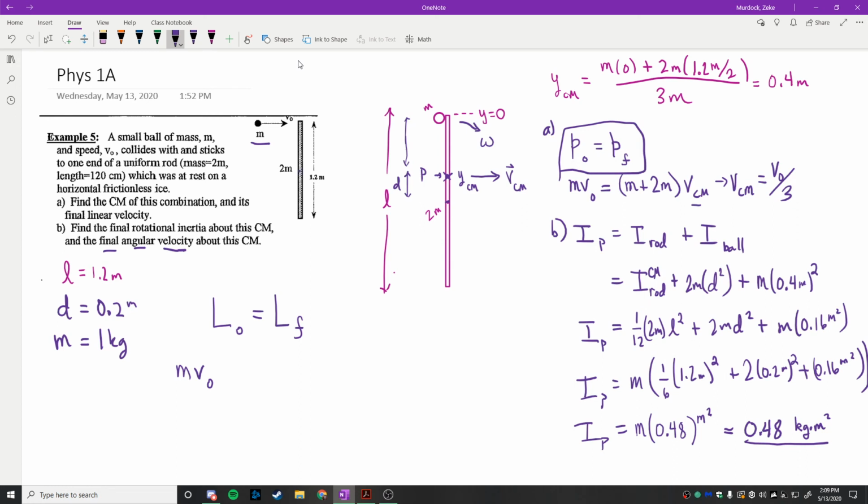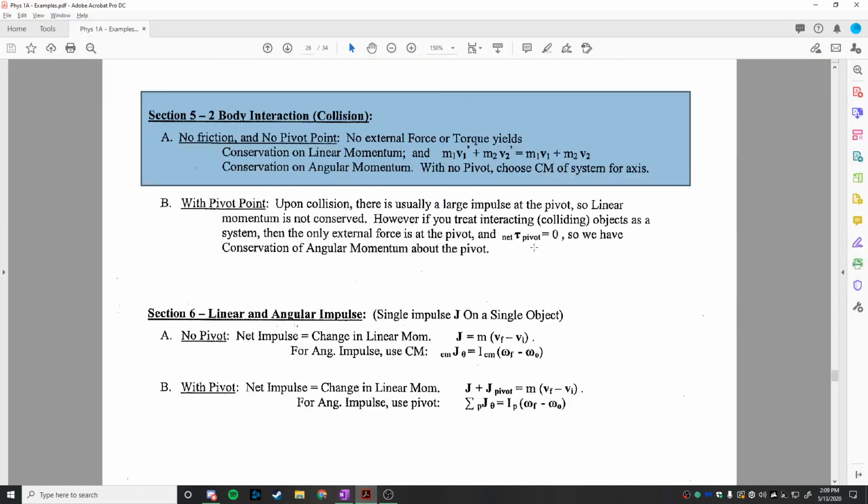Should I use the distance down to the center of mass right here? Should I use this distance down to the new center of mass? Which one of those should I use? This one or this one? The new center of mass, that's right. And we can go back here to see why that's the case.